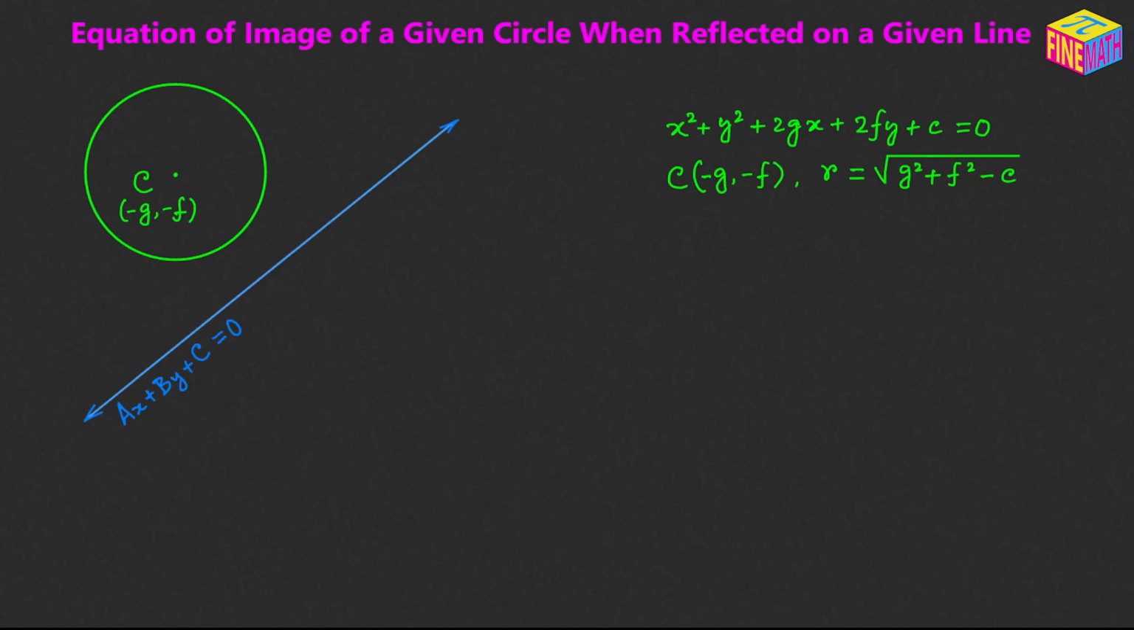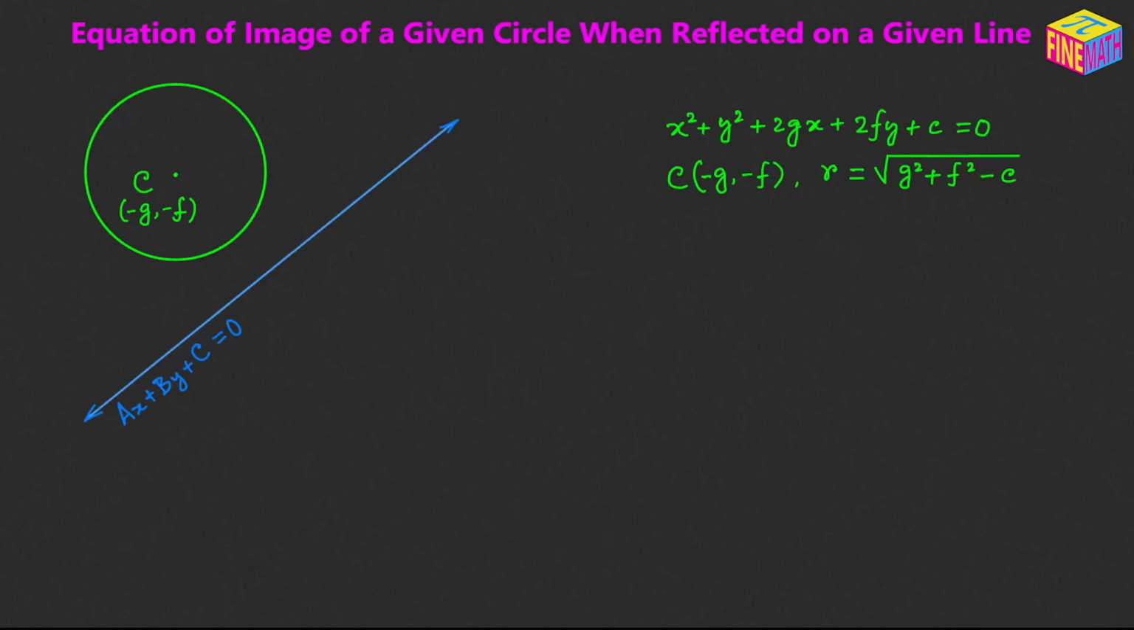Now the center of the image is nothing but the reflection of the center of the original circle on this line mirror, right? So we have to find out what is the location of the center of the image, but the radius will remain same, and once we are able to find out the coordinates of the center of the image, we should be able to easily determine the equation of the image of the circle.